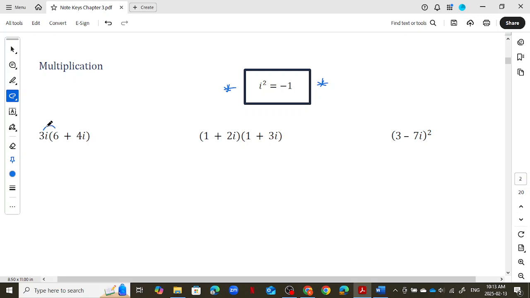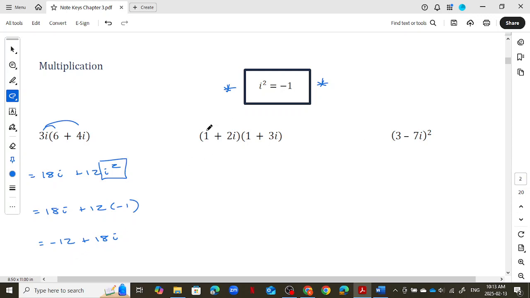So if I'm going to distribute the 3i through this bracket, 3i times 6 is 18i. 3i times 4i is 12i squared. Anytime you have an i squared, you're going to replace it with a negative 1. So then to write this as a proper complex number, we're going to write minus 12 plus 18i. The thing that was imaginary became real. Crazy.